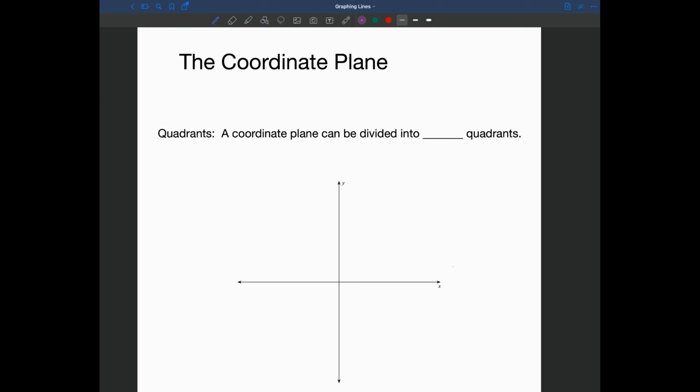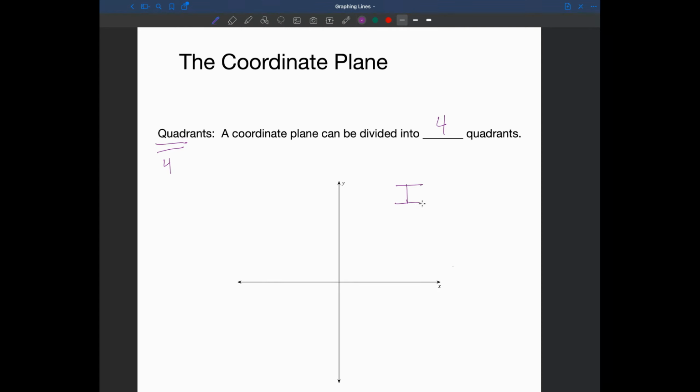All right, so today we're going to just do a quick review of what we did yesterday. So remember we talked about quadrants and that prefix quad means 4. So a coordinate plane can be divided into 4 quadrants. Those quadrants are all labeled. They are labeled with Roman numerals.